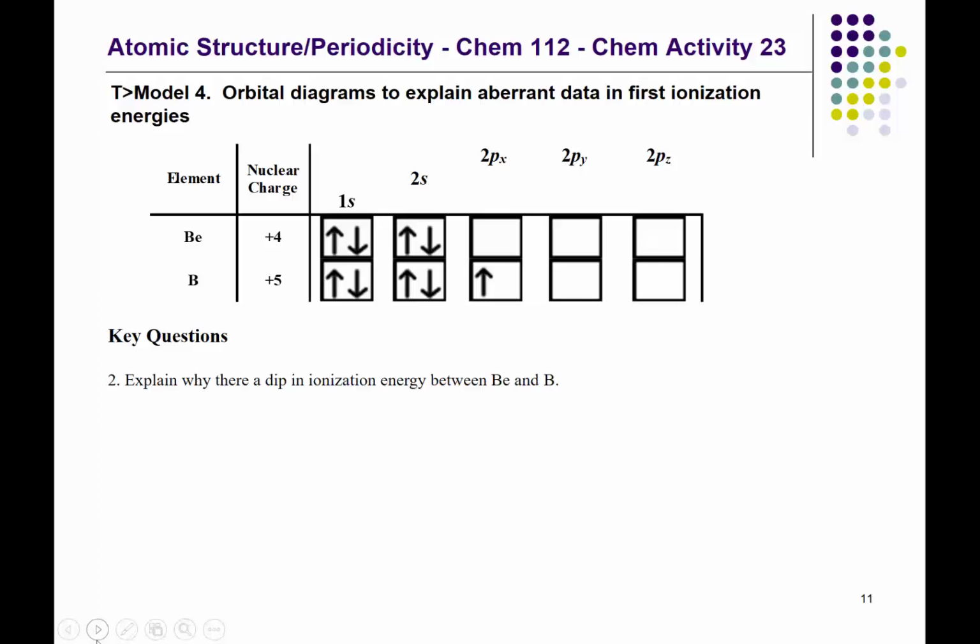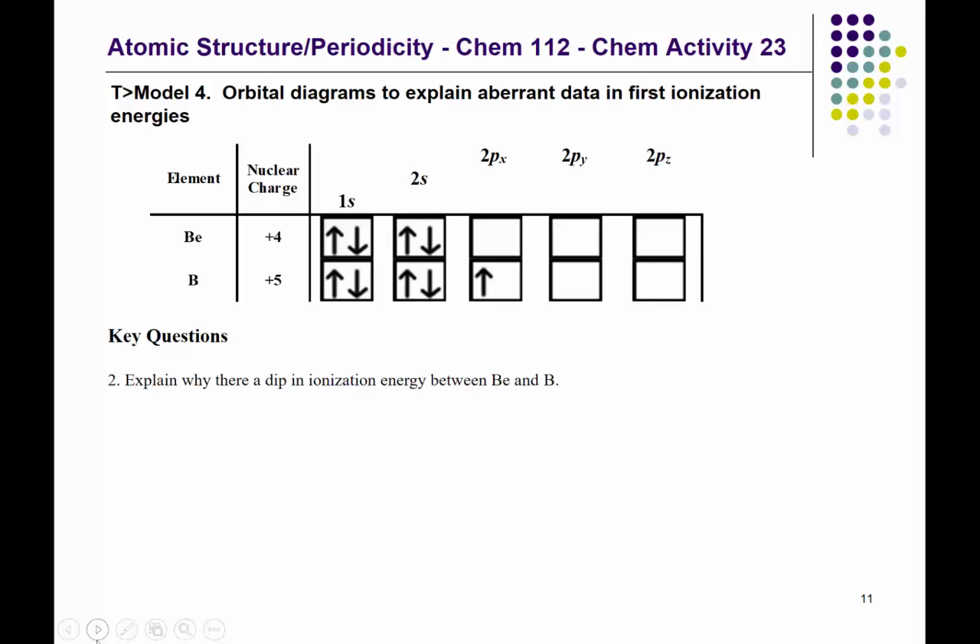Okay, so starting from beryllium, the first ionization energy would involve removing an electron from an s orbital. That is one of the electrons in the 2s orbital. Going to boron, you can see that the first ionization energy would involve removing the electron from a p orbital, the 2p orbital. Now I've arbitrarily stuck that electron in the 2px, but of course it could be in the 2py or the 2pz. Now going from beryllium to boron, the nuclear charge does increase.